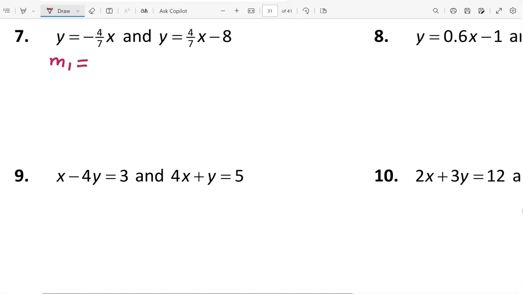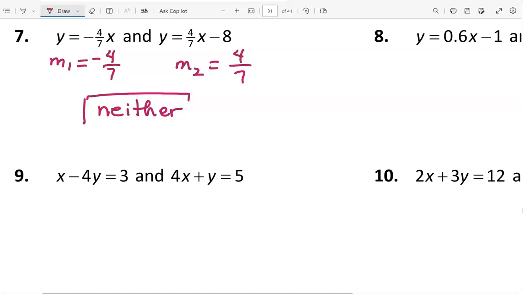In number 7, both of our equations are in y equals mx plus b form. The slope of the first line is -4/7, and the slope of the second line is +4/7. Even though those are opposite in sign, they are not reciprocals, so the lines are intersecting, or I'm going to write neither instead of intersecting. You can write either one of those two responses and it'll be correct.